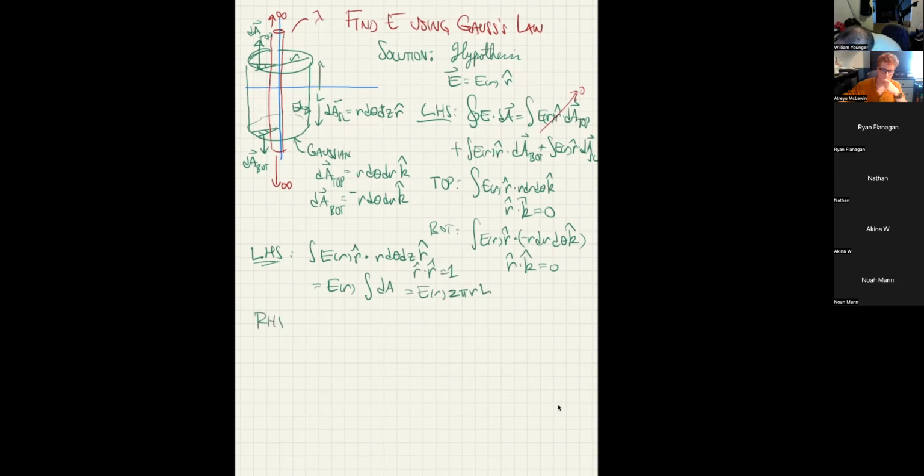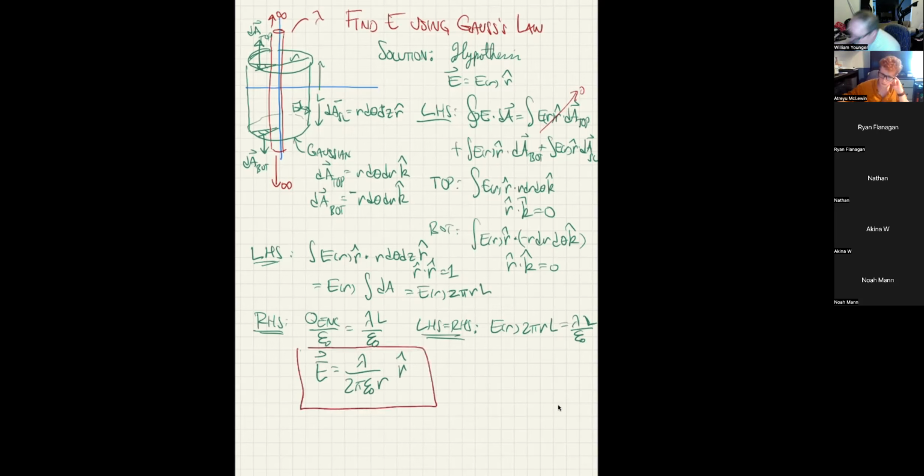That means the right-hand side, which is Q enclosed over epsilon naught, has got to equal lambda L over epsilon naught, right? Because lambda is the charge per unit length, and the length that I chose was L. So left-hand side equals right-hand side gives me E of R times 2 pi R L is equal to lambda L over epsilon naught, or E is equal to lambda over 2 pi epsilon naught R in the R hat direction, which is, by the way, exactly what we got when we did it with Coulomb's law in integral form.